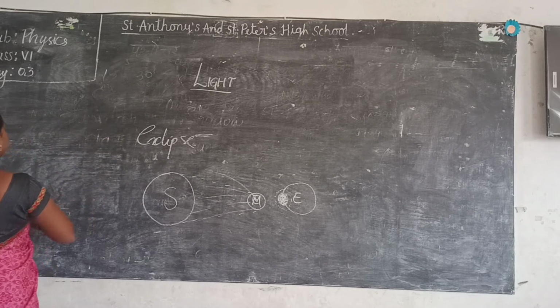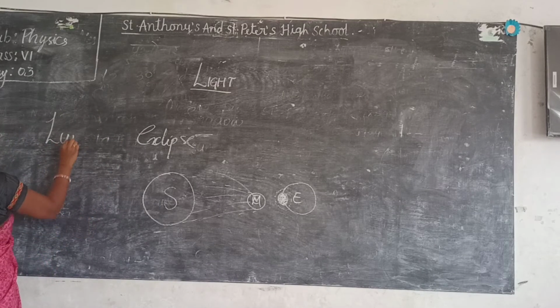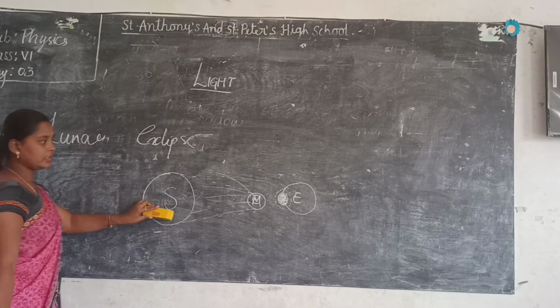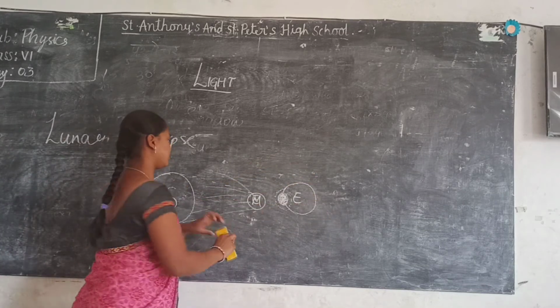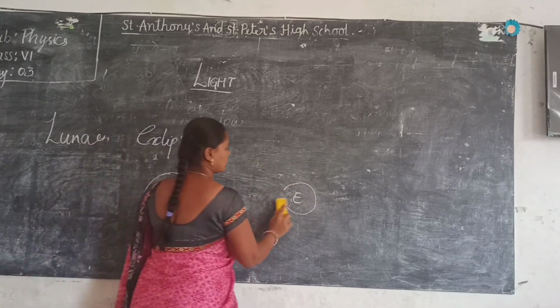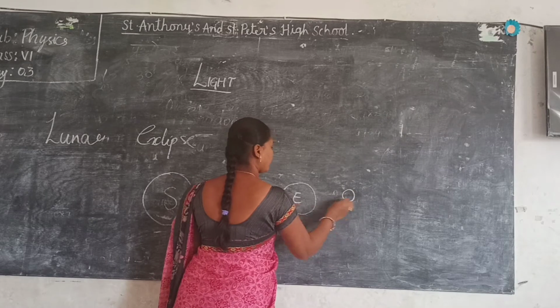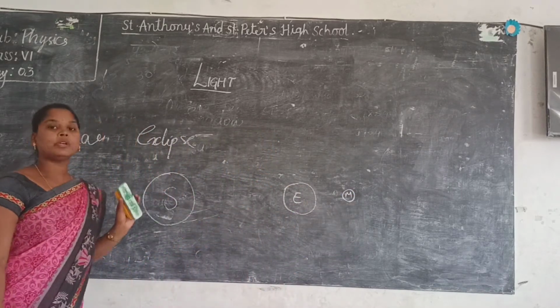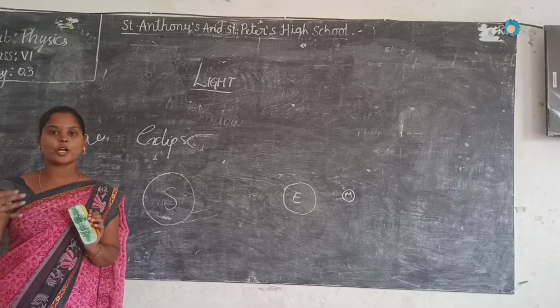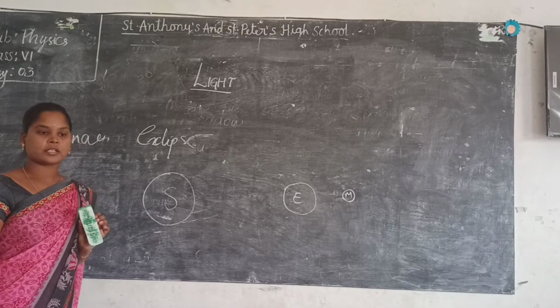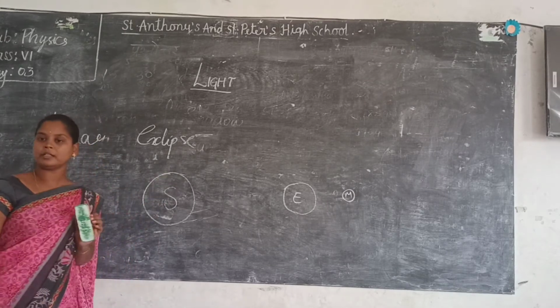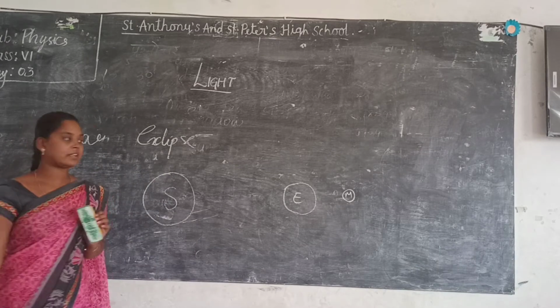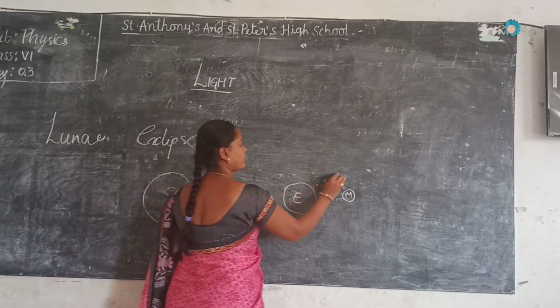Next, what is next? Lunar eclipse. The sun, earth, moon come in line. We can't see the moon. This is the moon, right? Yes, ma'am. See, the moon is a non-luminous object. It does not give any light. Is it not? But how are we getting moonlight then? Reflecting the sunlight.